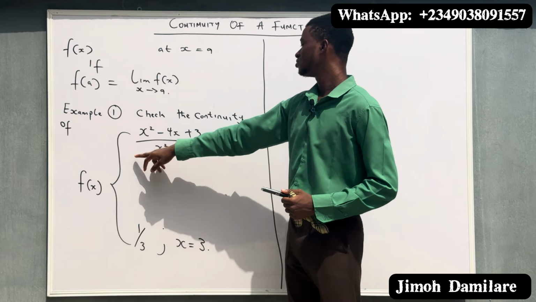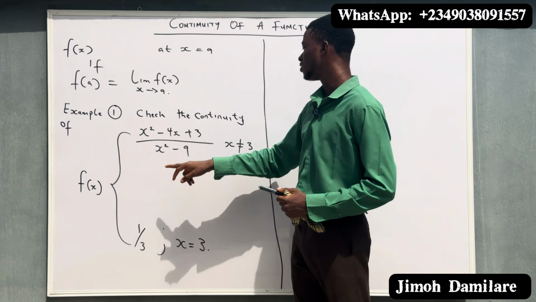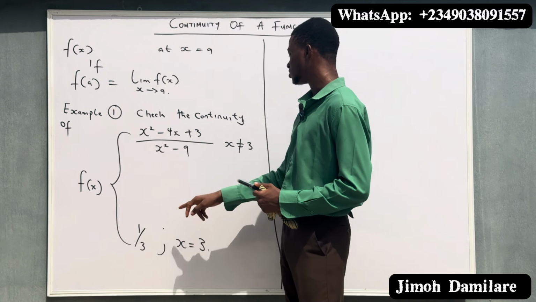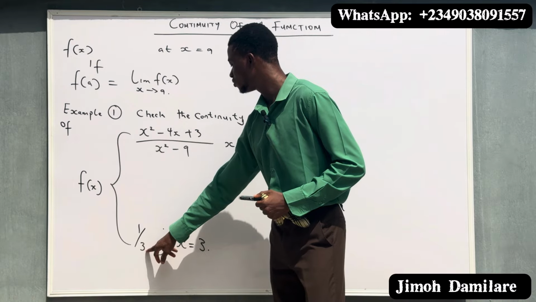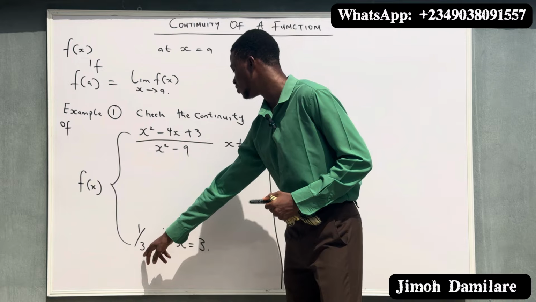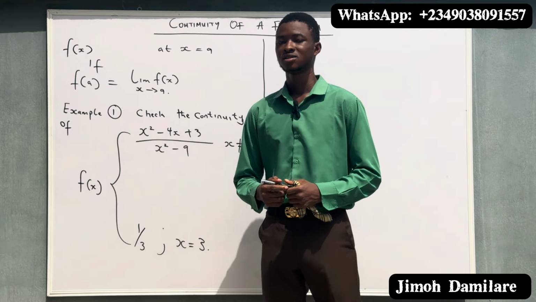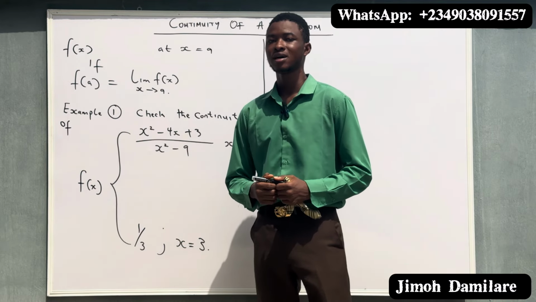So what you just have to do is to find the limits of this function, and when you find the limits, you are going to substitute x equal to 3 or x equal to whatever you have here. And if your final answer gives you 1 over 3 or whatever you have here, you can say the function is continuous. But if your answer gives you something that is not equal to whatever you have here, you can say the function is discontinuous. So that is how you solve questions in this format.